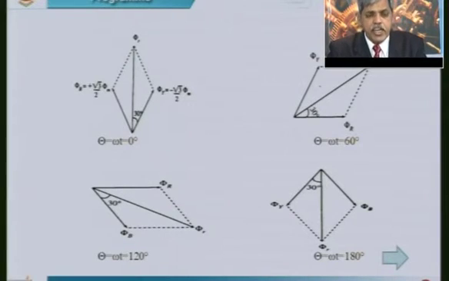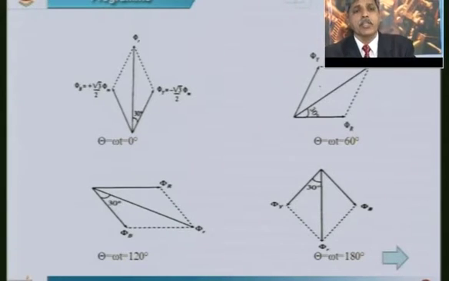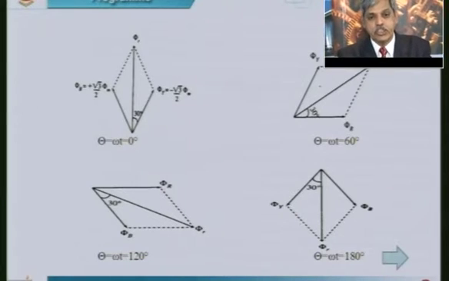Now, to change the direction of rotation of the magnetic field, we need to change the direction of rotation of these fluxes. The direction of rotation of the fluxes depends upon the phase sequence of the supply voltage. If the phase sequence is R Y B, I will have the rotation of the magnetic field in one direction. If I change it to R B Y, the direction of the rotating magnetic field will change.